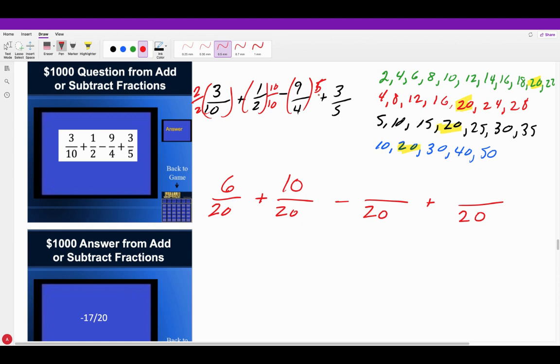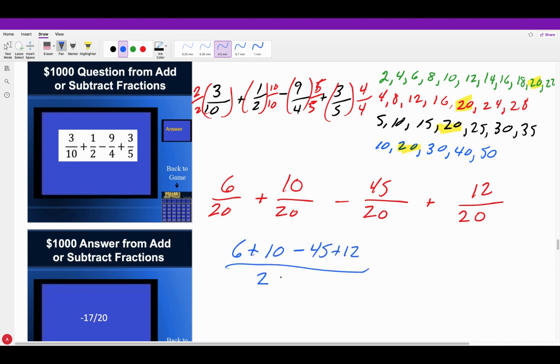4 times 5 will give me 20. So both of these will be multiplied by 5. And 5 times 4 gives me 20, so both of these will be multiplied by 4. All right, then from here, I'm going to rewrite this all on one fraction, just to show you that we're only adding the numbers up top.